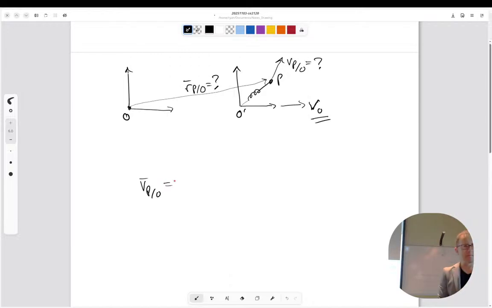I'm impressed most people jumped right into velocity. Usually that's where I have more trouble, but more people were like, oh, velocity is going to be a V0 plus that, VP/O. And I'm going to leave that blank for a second.